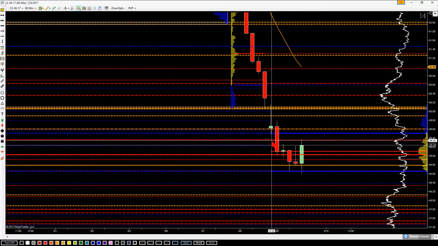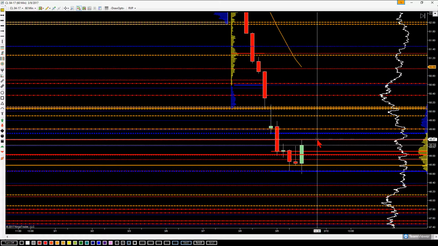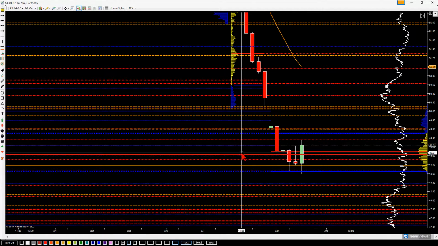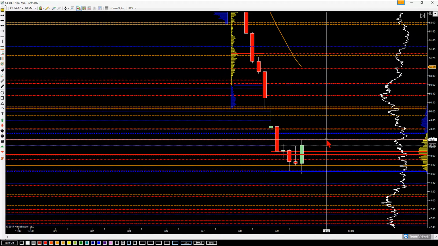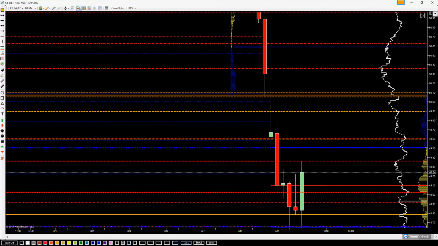Okay. Actually, you can see how we came back and touched it right there before the close. But all right, so we continued pushing down yesterday. Got through. What is this VPOC right here?